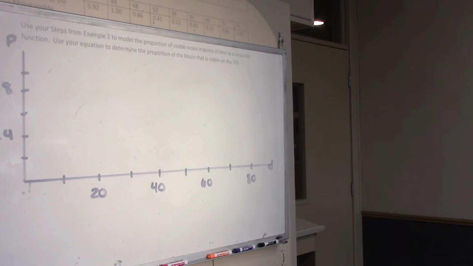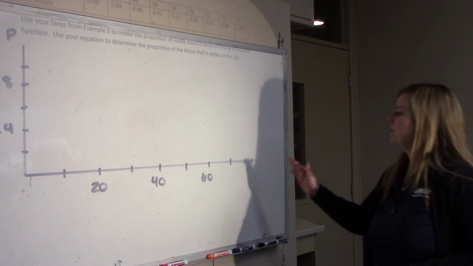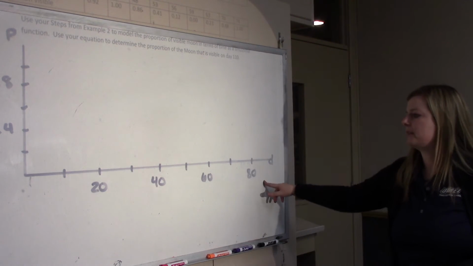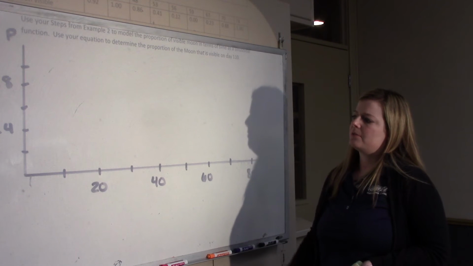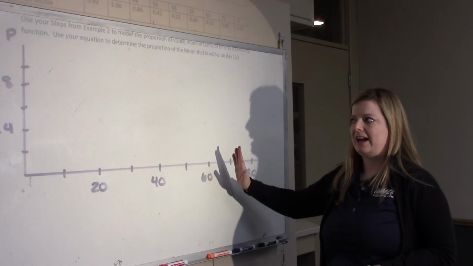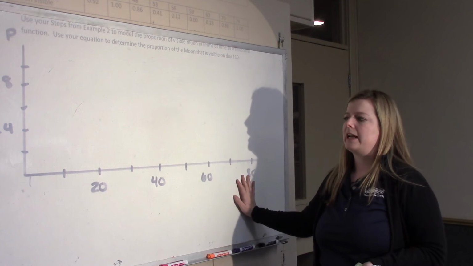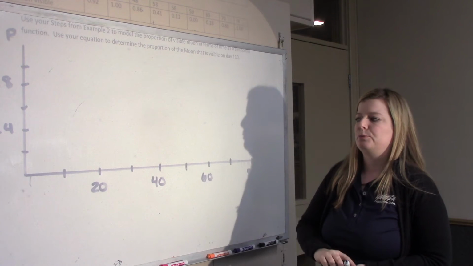Now, I already set up my axes. Again, I knew I needed to get to 74 on my independent axis, so I went up to 80. I went up by tens. And I know I needed to get from 0 to 1, so I didn't need to show anything negative on the vertical axis, and I only needed to get up to 1, so it didn't make sense to go up by 1. That's why I chose a scale of going up by 0.2.